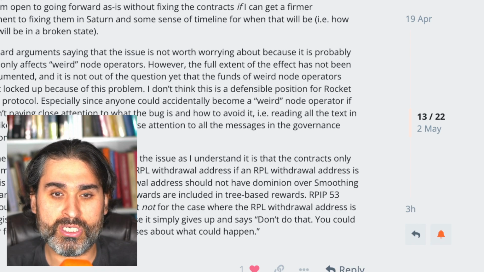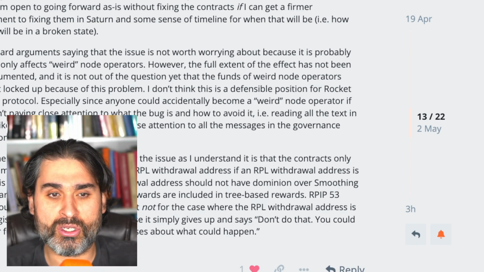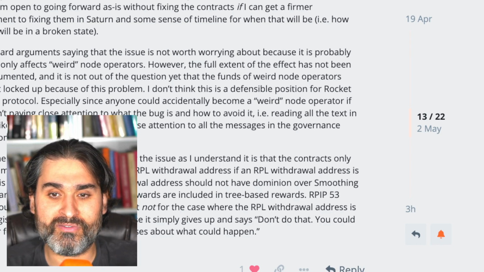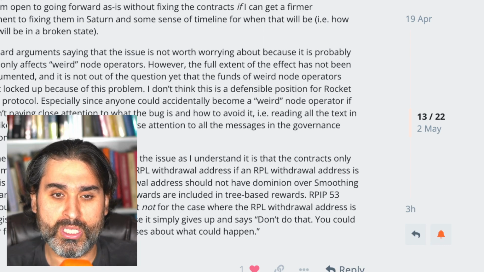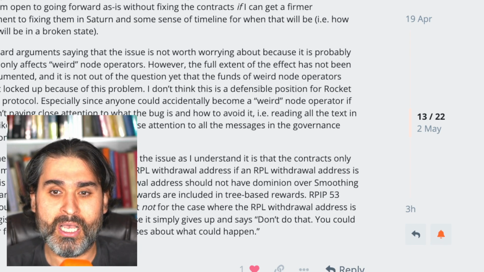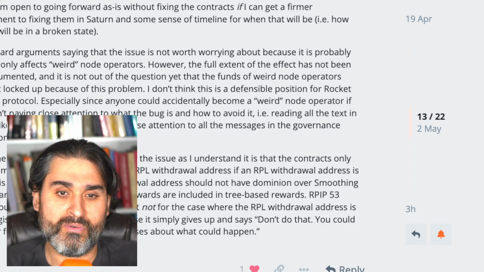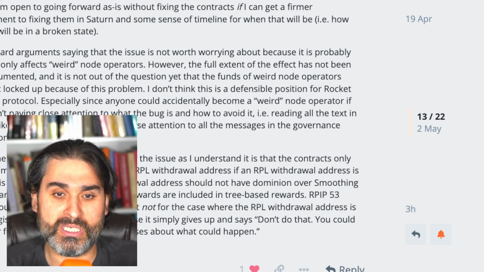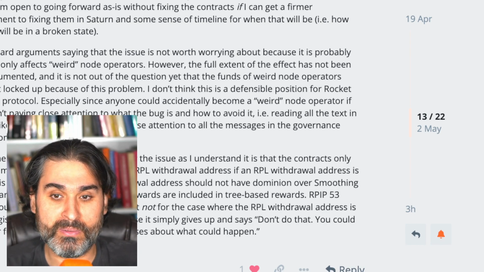What's the bug in the contracts? Essentially, the issue, as I understand it, is that the contracts only allow claims of tree-based rewards by the RPL withdrawal address if an RPL withdrawal address is set. This is buggy because the RPL withdrawal address should not have dominion over smoothing pool rewards, but smoothing pool ETH rewards are included in tree-based rewards. RPIP 53 works around this issue in many cases, but not for the case where the RPL withdrawal address is also a registered node operator. In that case, it simply gives up and says, don't do that, you could lose your funds. We don't make any promises about what could happen.